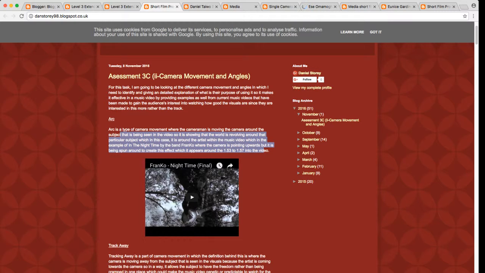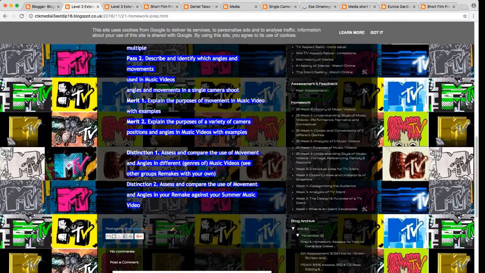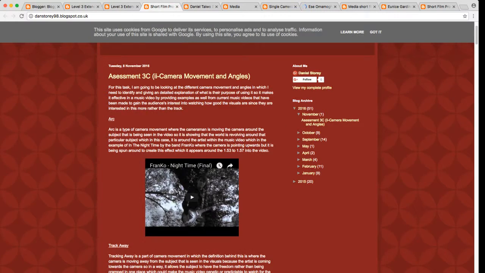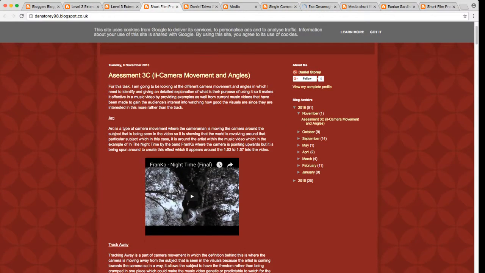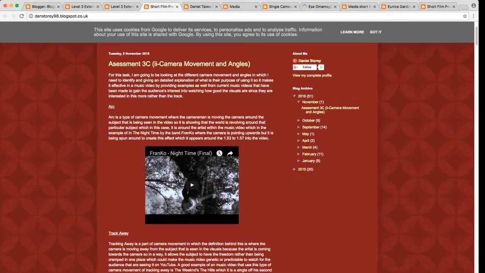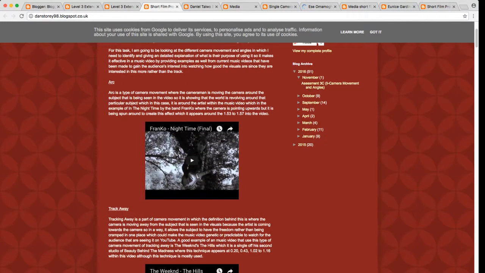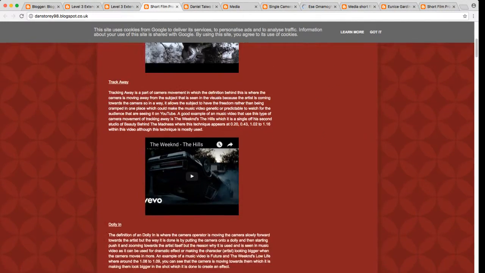The concern I have at the moment is there's no reading of why it's done, which you would need here for the merit. Explain the purpose of movement with examples. So there needs to be some sort of discussion of how it relates to the song at that point, or some sort of discussion of what it's trying to suggest. So we're looking really at the kind of pass level for that particular one.